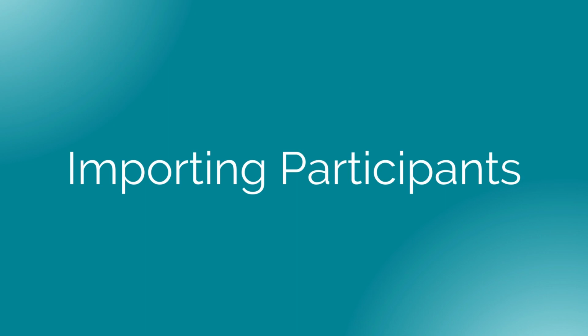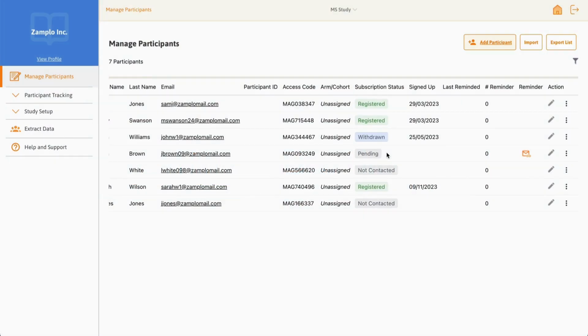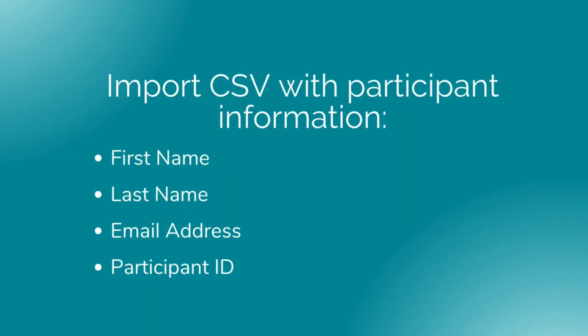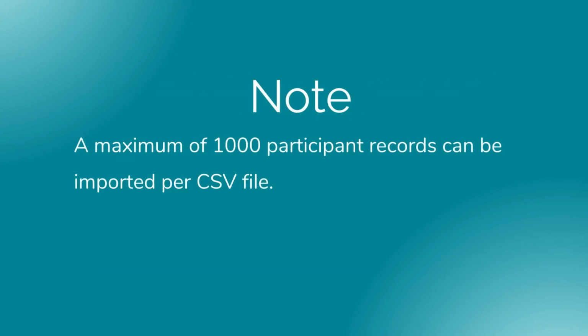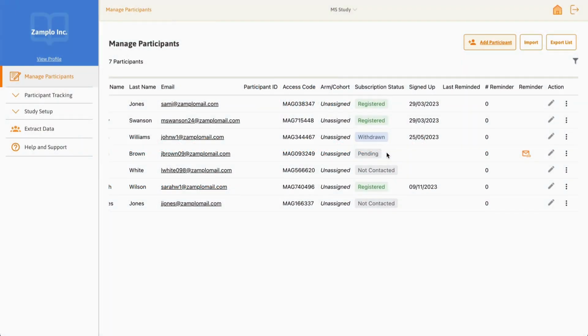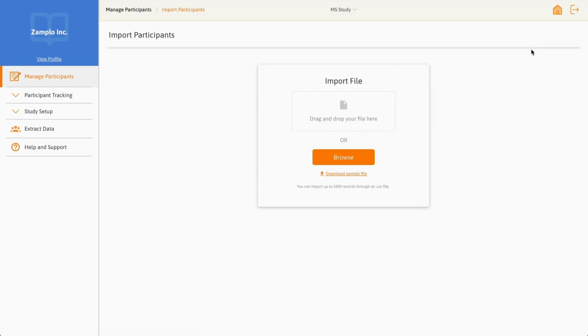Importing participants. You can bulk add participants to Xamplo Research by importing a CSV file with the following participant information: first name, last name, email address, and participant ID. Please note that a maximum of 1,000 participants can be imported per CSV file. To import participants, click the Import button. See a sample CSV file by clicking Download Sample File.